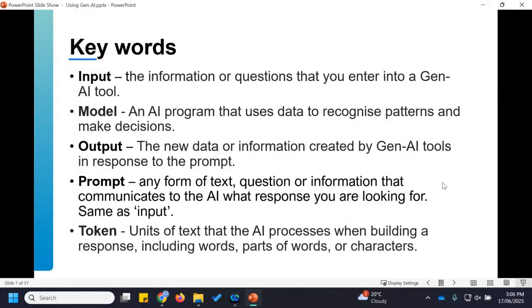And then tokens. So tokens are units of text that the AI has processed from your prompt. So it just breaks it up into these tokens before it brings these tokens together to create a response.